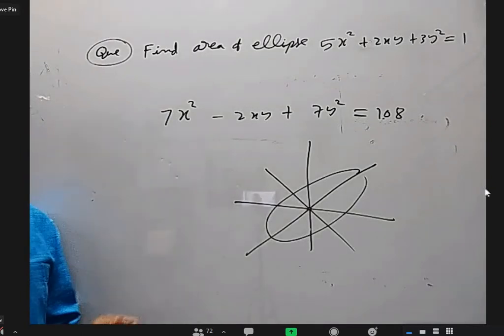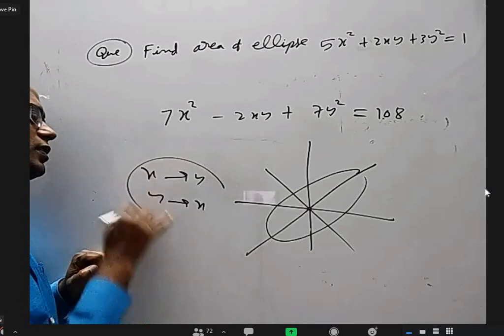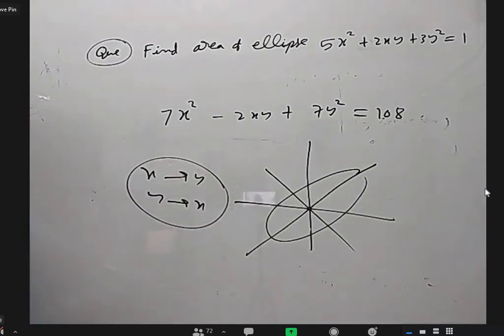Let us take any curve, replace x with y and y with x. The equation doesn't change. What does it mean? Symmetric about y equal to x. Is this equation changing when you replace x with y and y with x? No, sir. Okay.